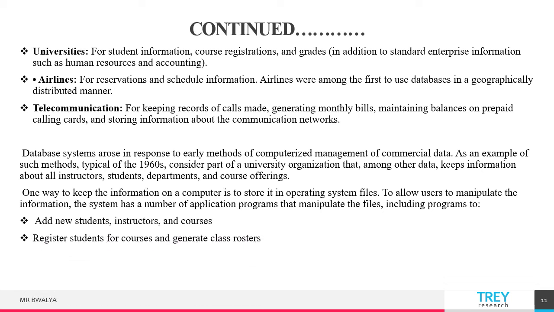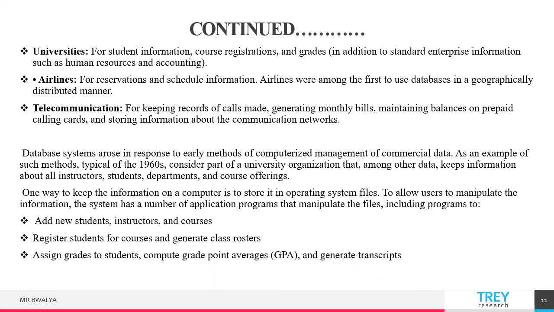Okay, so register students for courses and generate class rosters, assign grades to students. Assign grades: maybe someone has scored 80%, or they use percentages, or they use grades. Okay, 85% is equal to distinction, meaning they are assigned grade A. Okay, compute grade point average, which is the GPA. It basically stands for compute the grade point average, and generate transcripts.